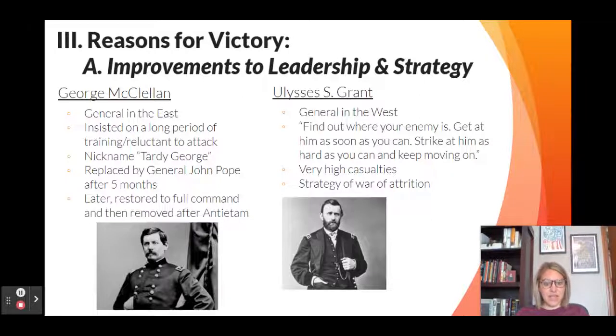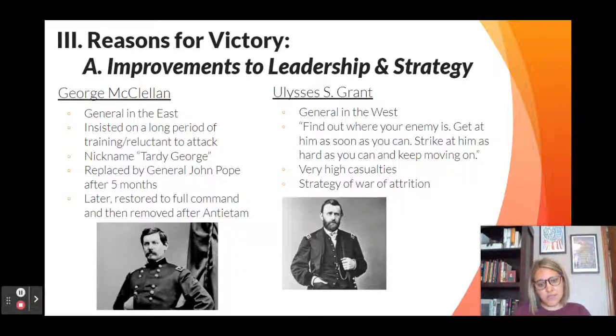Grant, on the other hand, had a famous quote where he said, "Find out where your enemy is, get at him as soon as you can, strike at him as hard as you can, and keep moving on." He knew that the Union had more soldiers and could replace soldiers more easily. And so people believed that they were way more likely to die under his leadership. And they believed this so intensely that they started putting what is like an early form of a dog tag. They would pin their names and addresses, their personal information to their uniforms, so that if their body was found but was unrecognizable, their family could still know what had happened to them.